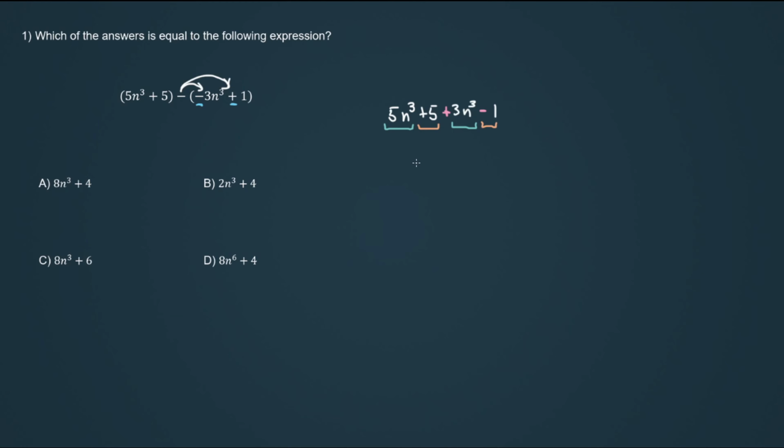Great. So 5 plus 3 is 8, and my variable stays as it is. We don't touch the exponent. I just put the coefficients together. And then for the constants, I have 5 and minus 1. 5 minus 1 is 4. So my answer is 8n cubed plus 4, and that's going to be A.